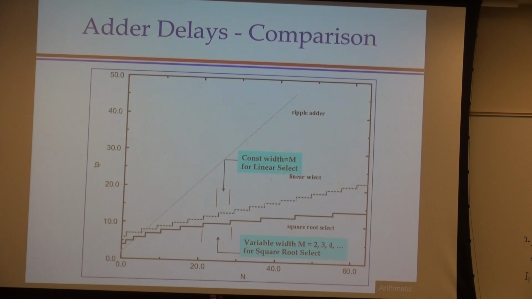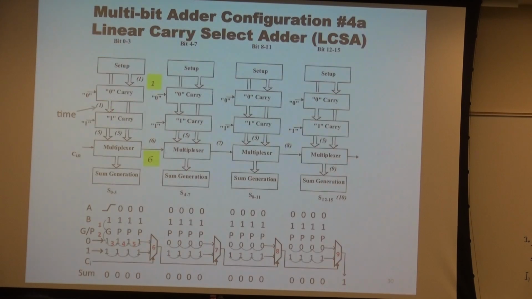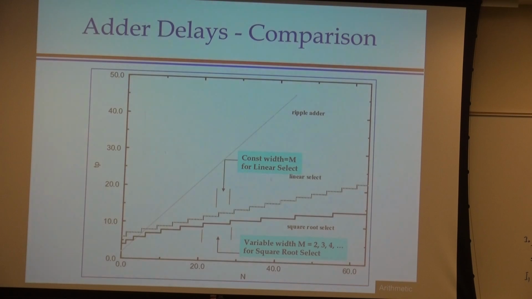But if I do not change the size of the blocks, I keep all the blocks the same sizes, like in this case, 4-bit wide, then the delay will look like this. It will be increasing step by step, and it increases faster than the square root select adder.